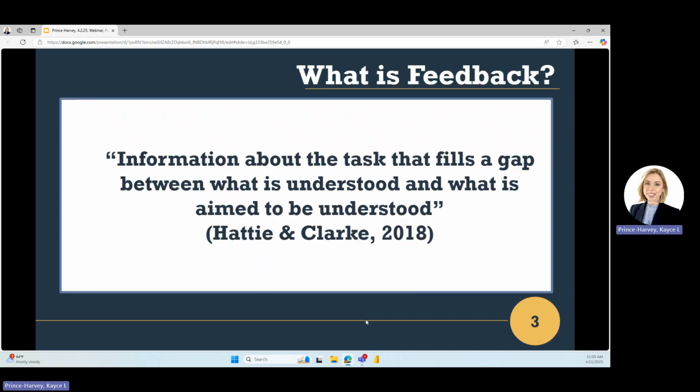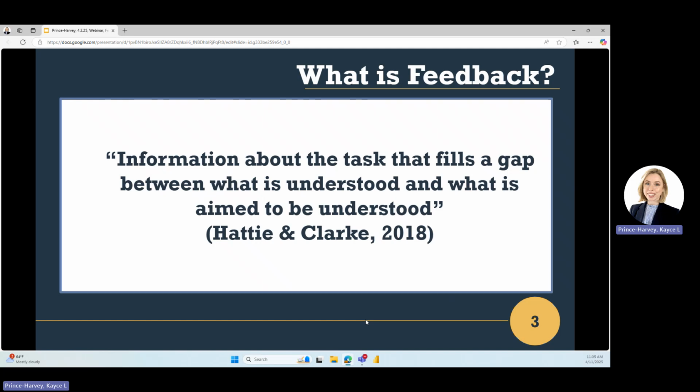So what is feedback? Box 3 of your note catcher is going to have a space for you to take notes on feedback as we discuss the next few slides. So we want to start with a common definition. Here we have the definition from Hattie and Clark, that feedback is information about the task that fills a gap between what is understood and what is aimed to be understood.